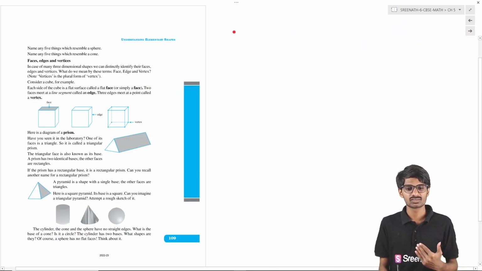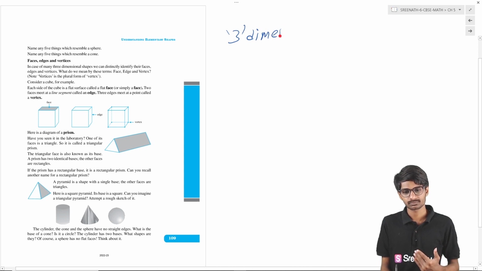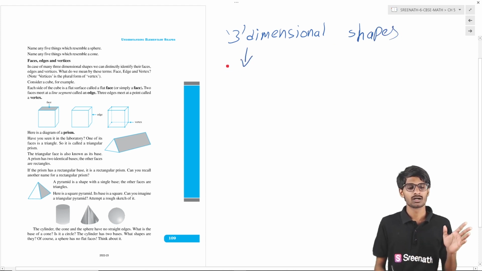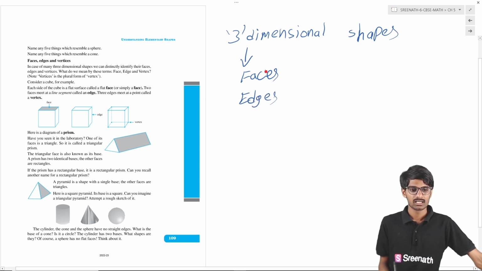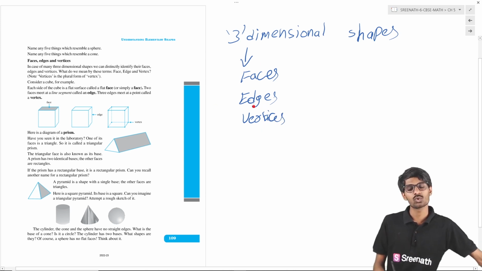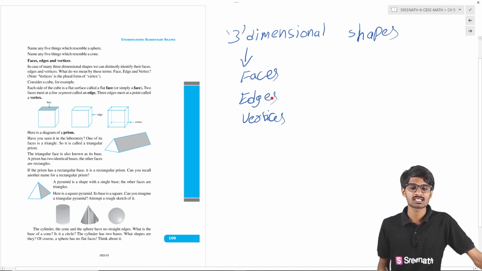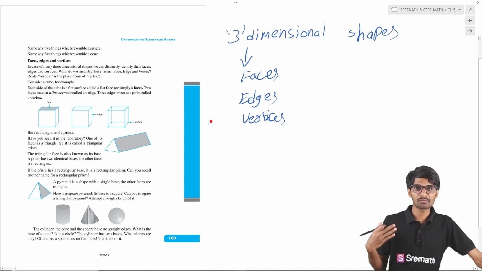In the case of three-dimensional shapes, we have some notations, or some things we have to find, remember or learn. That is faces, next edges, next vertices. But in the case of a sphere there will be no faces, no edges, no vertices. But in some other three-dimensional shapes, you can observe the faces, edges and vertices.